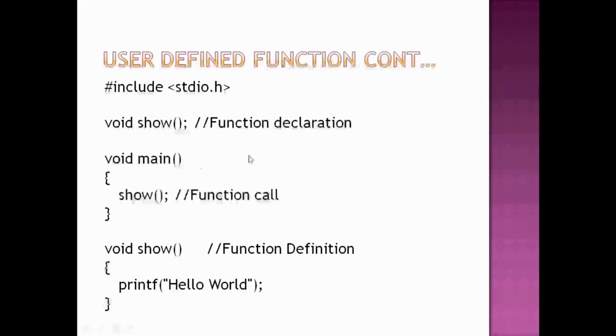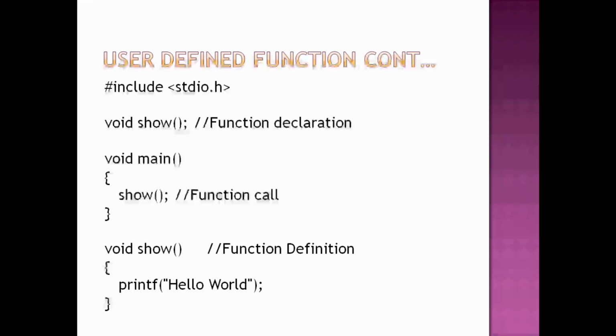So let's see. This is one simple example here. I have written one simple function example. First I've written hash include stdio.h, the standard input output header file. Then I've written this syntax: void, then space, show, and then this round bracket. This round bracket denotes a function. For example, the main function, you are already aware of this, right? Whenever we write void main, after main we write this round bracket. So main is a function, right?